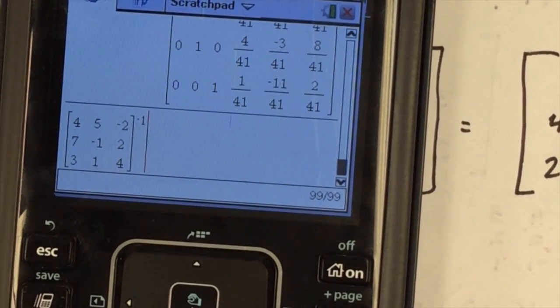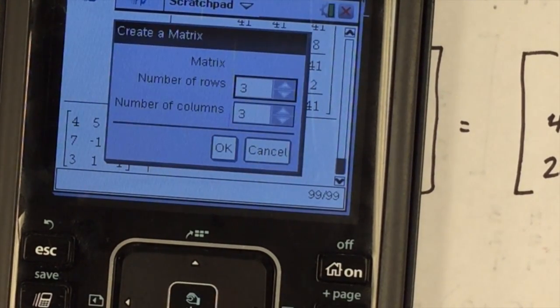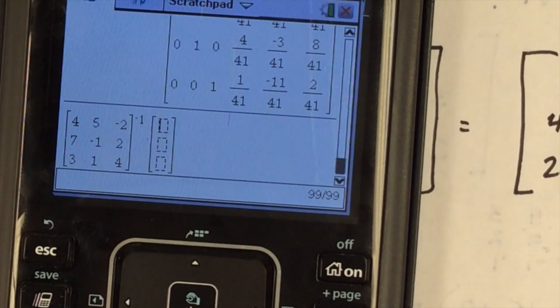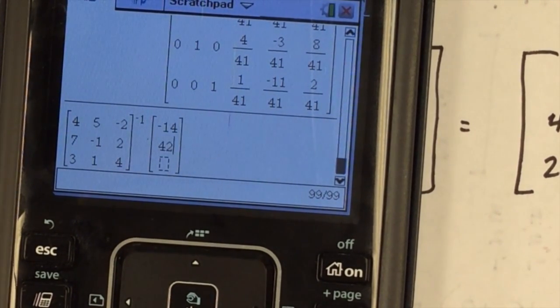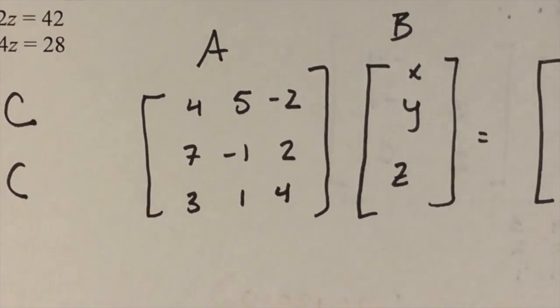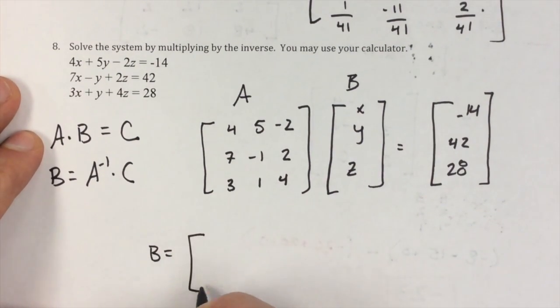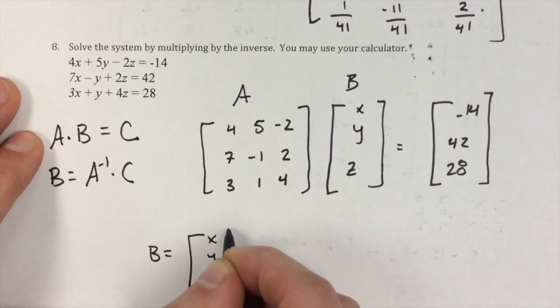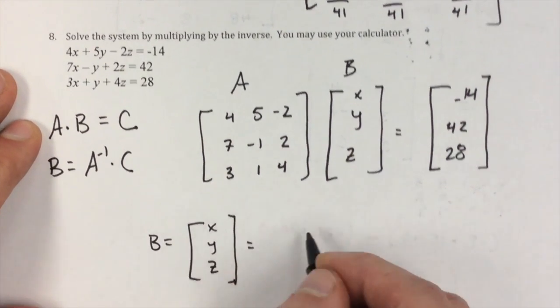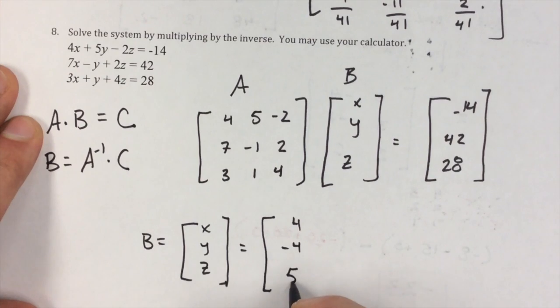I want negative 1. I hit times. Then I want a 3 by 1. So I type negative 14, 42, 28. There's my solution set. So what I'm going to answer for this is B equals, and then I'm going to put my variables, X, Y, Z, equals 4, negative 5, and 5.